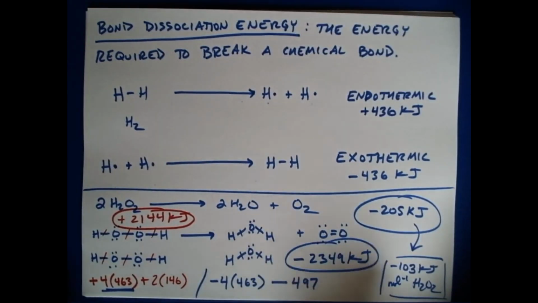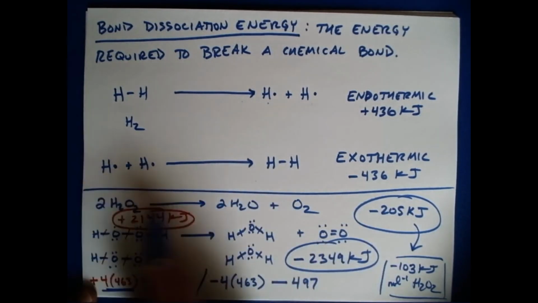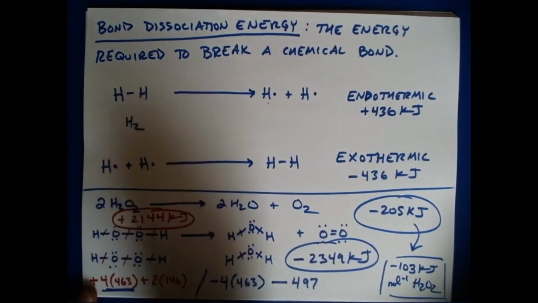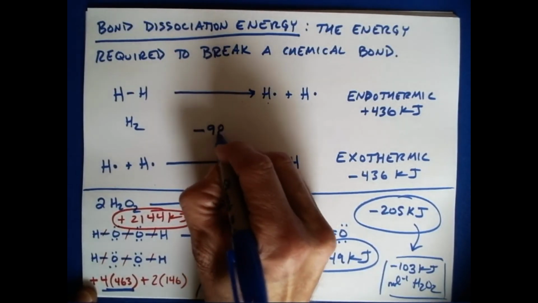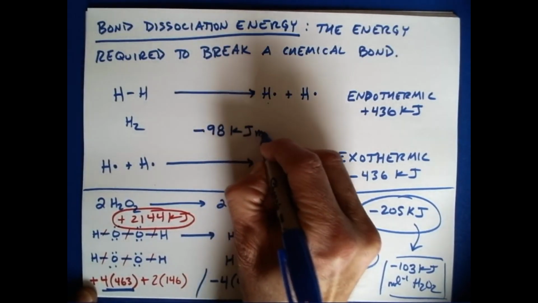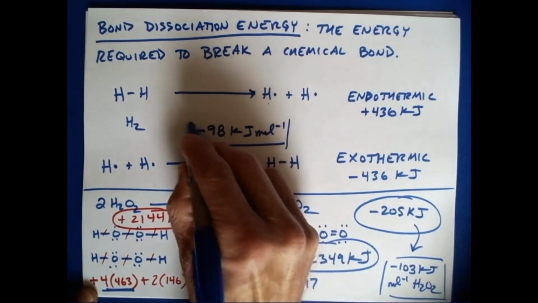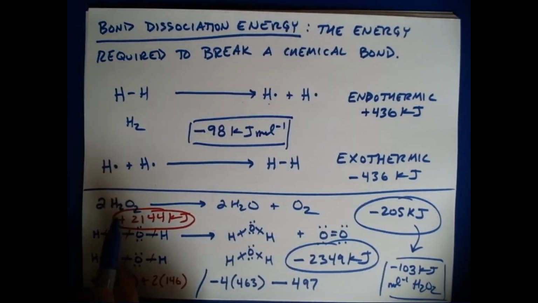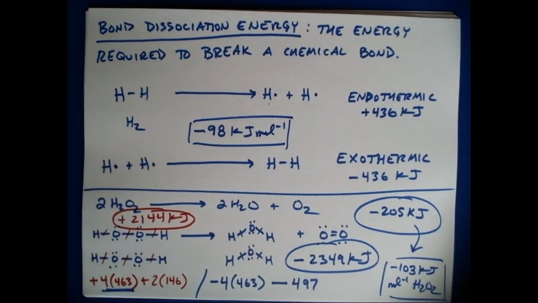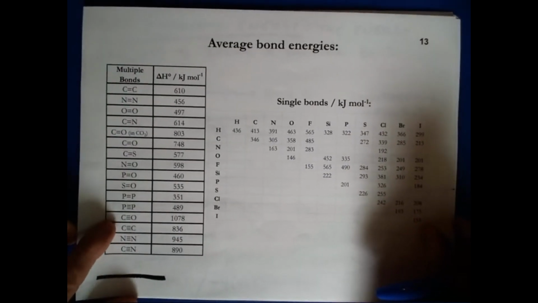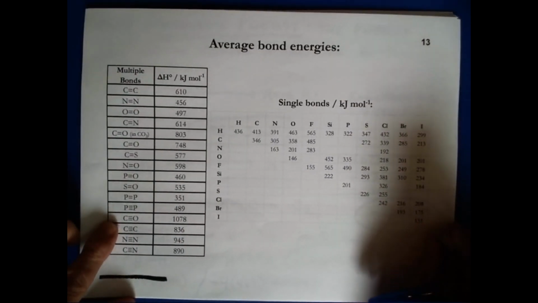And that's actually quite close to the known enthalpy for this particular reaction. The known enthalpy for this particular reaction ends up being minus 98 kilojoules for every mole of hydrogen peroxide that is decomposed. That's not too bad. We can use these average bond dissociation energies to estimate the enthalpy for chemical reactions.